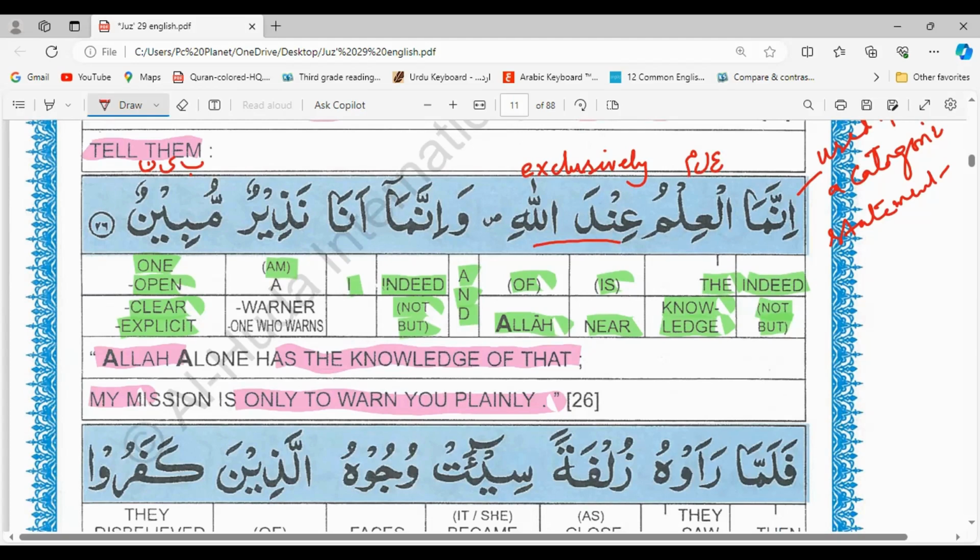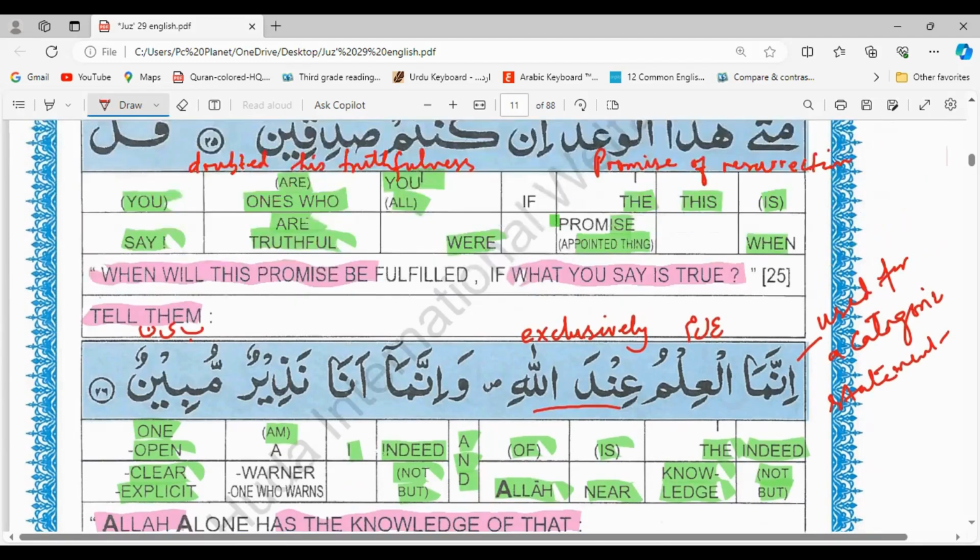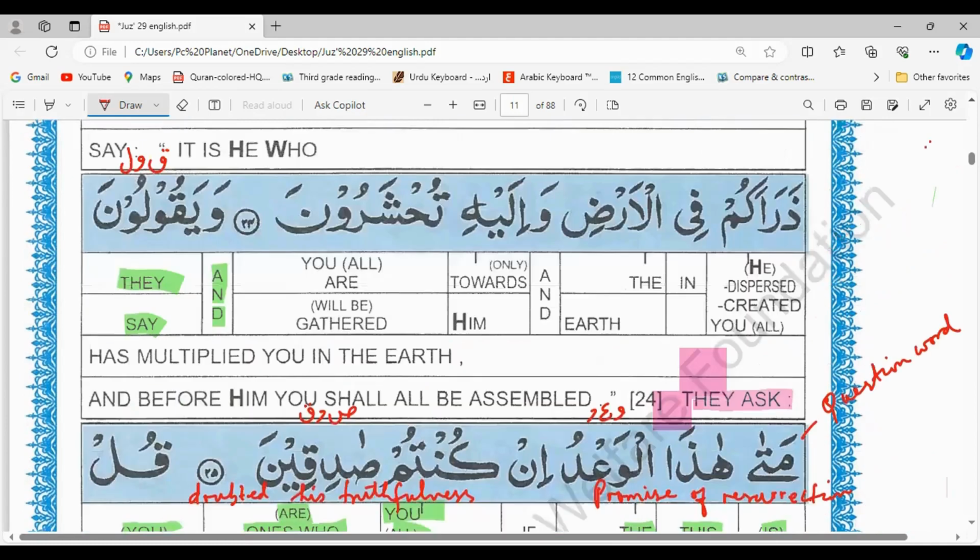My mission is only to warn you plainly. I'm not here to tell you the date. I'm not here to provide you the answers of the affairs related with the unseen. I'm just warning you. And those who ignore the warnings, they obviously have to suffer at some later stage.